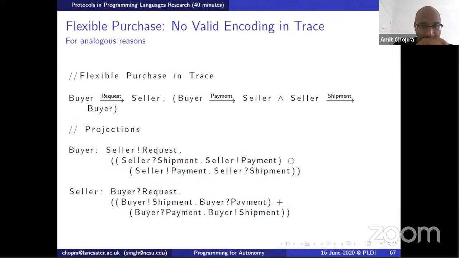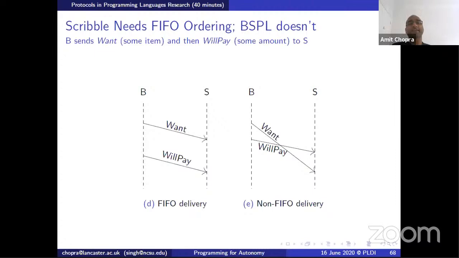So another thing is Scribble needs FIFO ordering from the infrastructure. Anytime you make an assumption of the infrastructure, that's a requirement you're placing on the environment, and therefore the agents become tightly coupled via the environment. They need that kind of environment to work, and they become coupled through the environment. So it's best to minimize assumptions made of the environment. Now Scribble assumes FIFO ordering. BSPL, as we saw, doesn't, but let's dwell a little bit more into that.